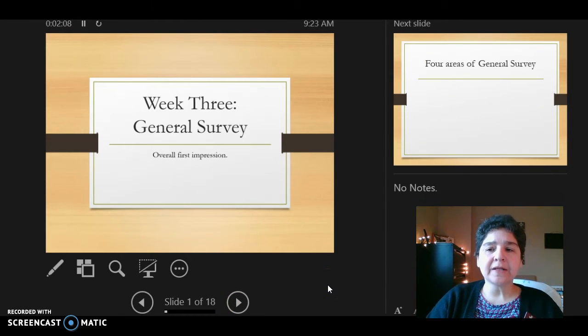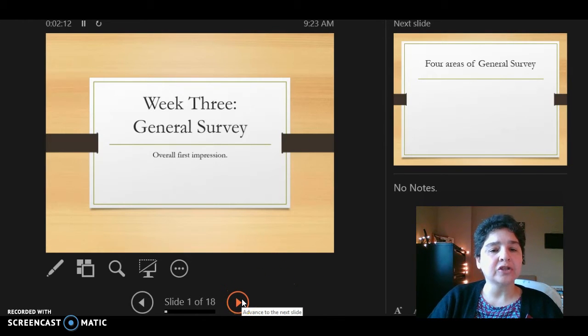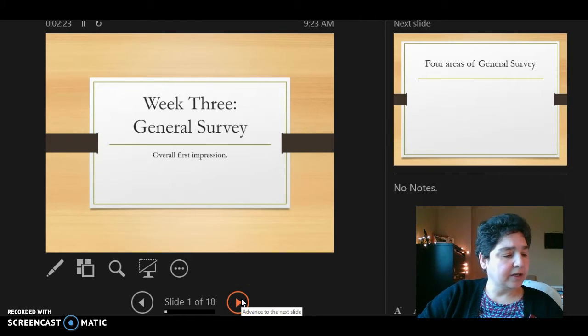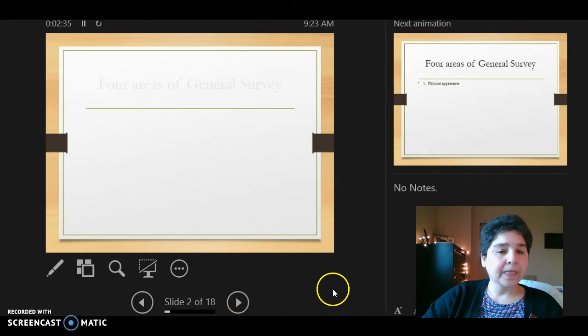So remember that the general survey is your overall first impression of the patient. It involves a lot of different things. Some of it is subjective data, some of it is objective data, and we're going to talk about that here. This is chapter 9 in your book, so if you'd like to follow along in your book, make some highlights. Things will be listed in there, and I'll be referring to pages as we go along.